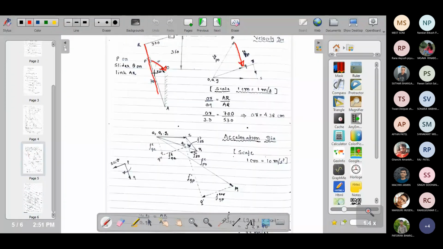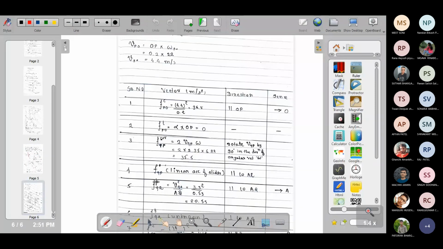Okay, point Q is just beneath the point P. Now I am interested to find the acceleration of point Q with respect to A, because point Q is on link AQ. So it has two components: one is a radial or centripetal component, and another is a tangential component. The radial component I can find as V square QA divided by AQ. Yes or no?